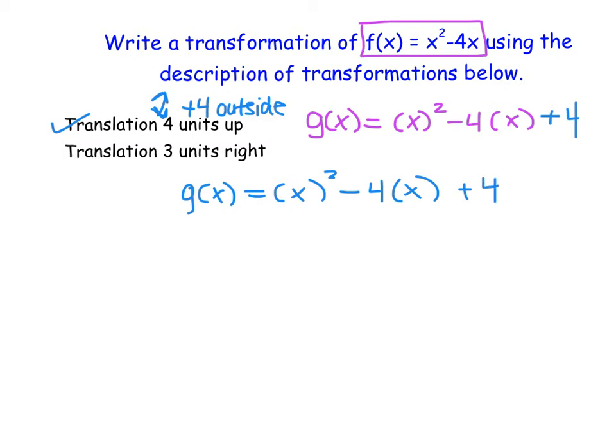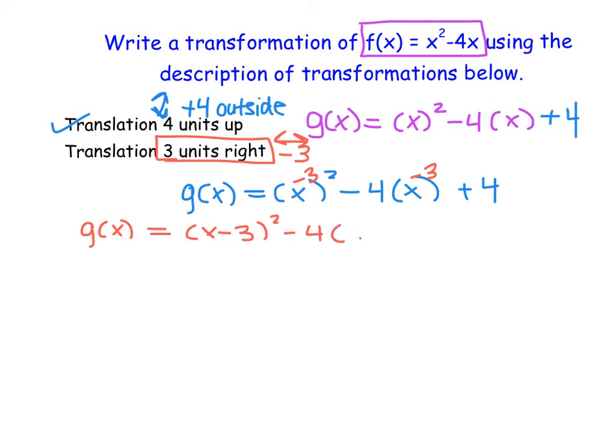Now, this next one is where this gets a little bit more complicated. Here we want to translate 3 units to the right. So remember, that is a horizontal change. And then because it's to the right, which is the positive direction, we're going to subtract 3. But what's tricky about standard form is we have to subtract 3 inside of the parentheses wherever there is an x. So here we have g of x is equal to x minus 3 quantity squared minus 4 times x minus 3 plus 4.